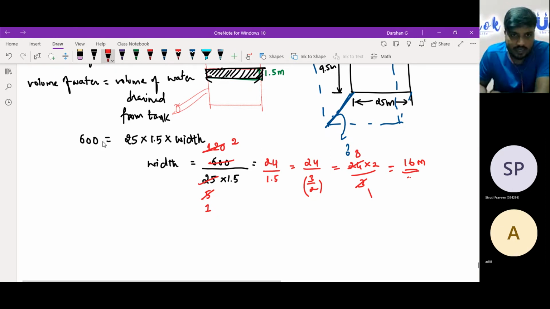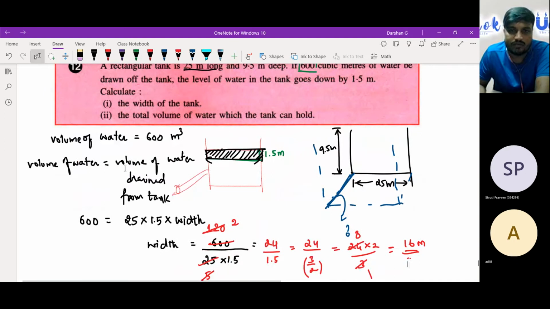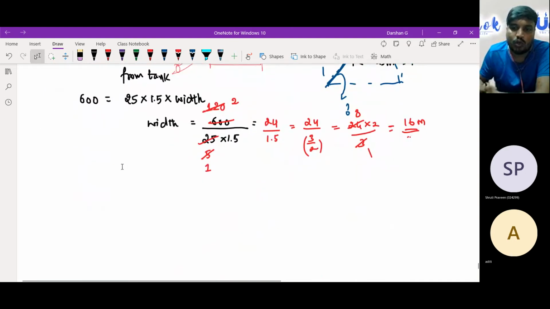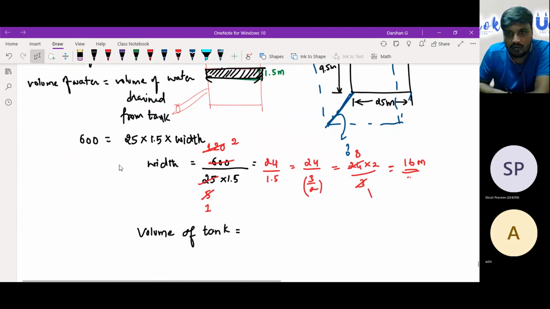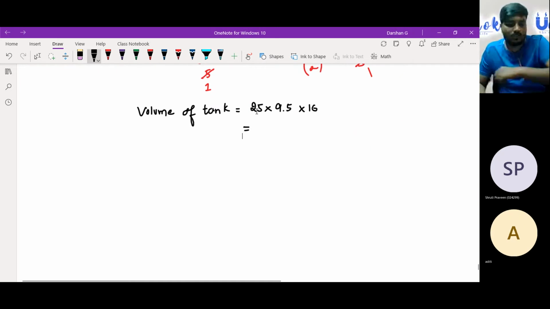Very good. Next question is, what is the total volume of the water which the tank can hold? Right now we know the width as well. We have to find the volume. So volume of tank equals length, length meaning how big it is, 25 times 9.5, the height, times 16. Please find this answer. Just multiply it and tell me the answer. Quick.